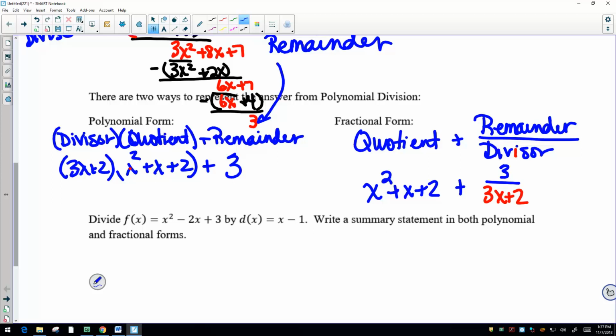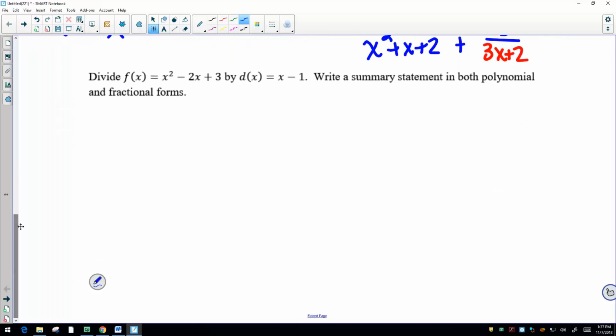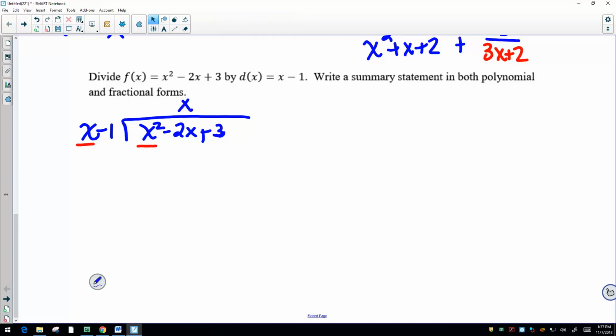Okay, so let's try another problem here. So we're going to divide f of x by d of x, and we're going to write it in both polynomial and fractional forms. So our d of x is going on the outside. Our f of x goes on the inside, and we start that process. Remember the process. Take a look at your first terms, and we're going to say x times what gets us x squared. We know that that's x. We have to multiply through on everything.